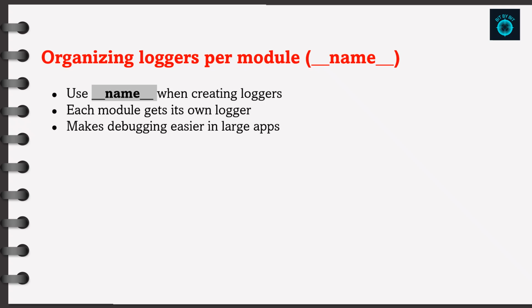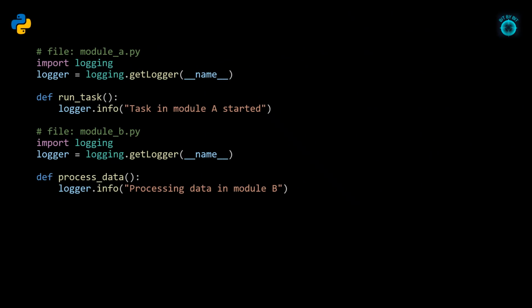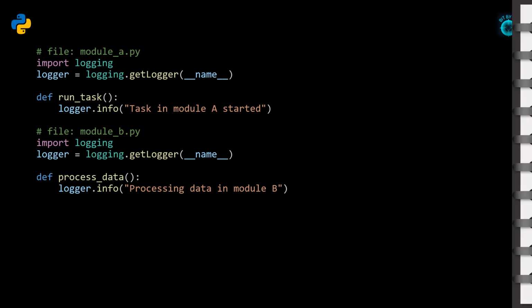In large systems, this makes debugging much easier because you can filter or search logs by module name. Here we have two files, module_A and module_B. Each one creates a logger using __name__. When they log messages, the module name will appear in the output. This tells us exactly where each log line came from.